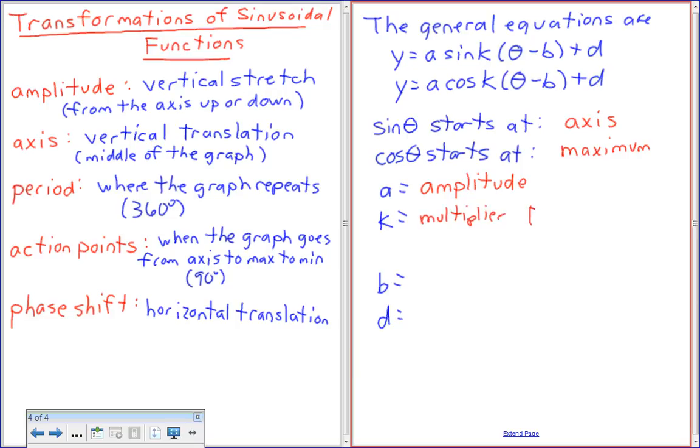And how that affects it, my period is going to be 360 divided by k, and my action points are going to be 90 divided by k. Right, so let's say you're doing sine of 2x. That means instead of going from 0 to 360, you're going from 0 to 180. Okay, it looks confusing now, but go with the terminology. I'll need this at a later stage. Okay, we'll do a few examples and you'll say, oh yeah, that makes so much sense.